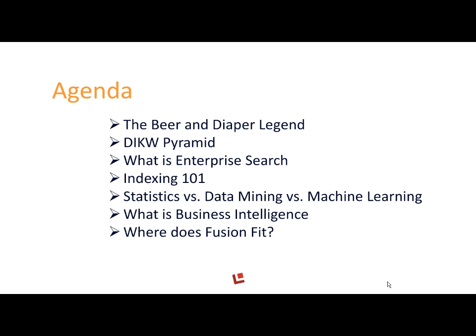Finally, we're going to look into statistics and compare that to data mining and machine learning and artificial intelligence, and see how they all relate to each other. Then we'll delve into a discussion about business intelligence and what it is and how that fits in with Fusion. And then ultimately, hopefully, at the end of the day, you'll be able to pick the right tool for the right job to get the relevant results you want.